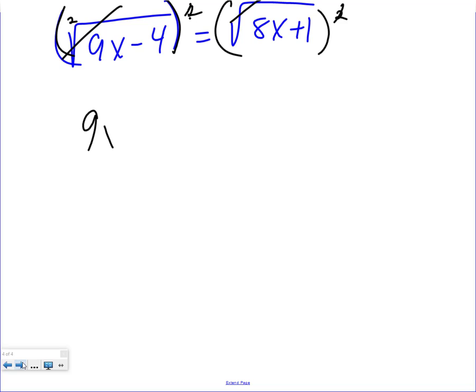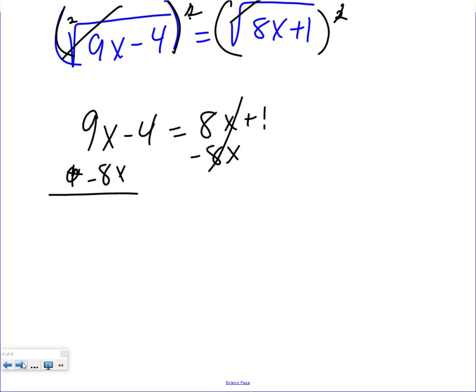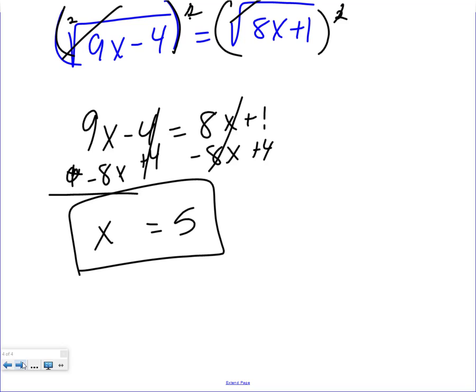So I bring down 9x minus 4 is equal to 8x plus 1. Remember, the goal is to have x on one side, numbers on the other. So I'm going to subtract 8x to put like terms together. Minus 8x, which gives me 1x. I'm going to add the 4 to the other side. And I ended up with x equals 5. You'll plug it back in to these two places here to check to see if it works. And it does. And you'll end up with 5 being your final answer.